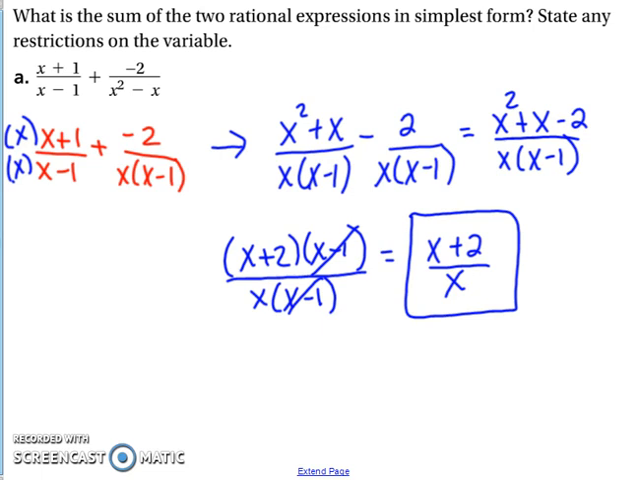We still need to find our domain restrictions, and that's just going to be off of the common denominator. So if we set x to 0, we get 0. So x cannot be 0 or 1.